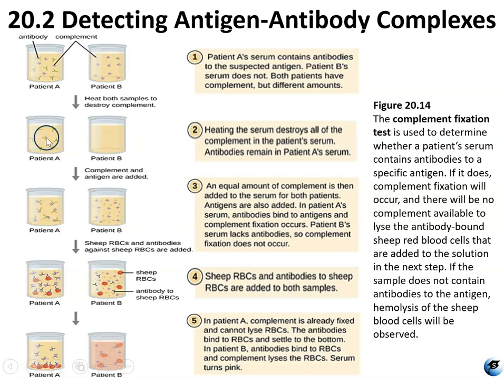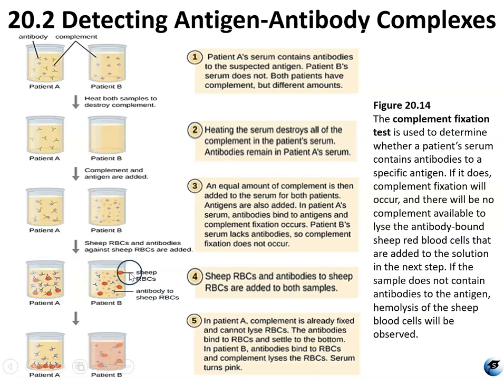So now all you're left with here is the antibodies that you started with, and here you don't have anything. Okay. And then in the third step, you add an equal amount of the complement. So you add the same amount of complement to both of these solutions, and then you add antigens to both of these solutions. You can see in the first vial, patient A, the antibodies are going to bind to the antigens, and then complement fixation occurs. Okay, but in patient B's serum, because there aren't any antibodies, there's no complement fixation happening at all.